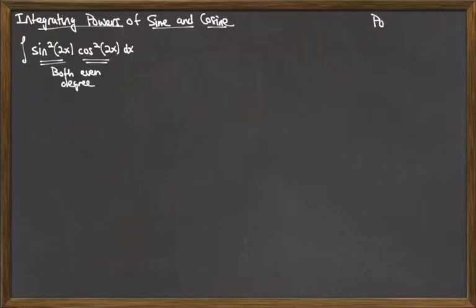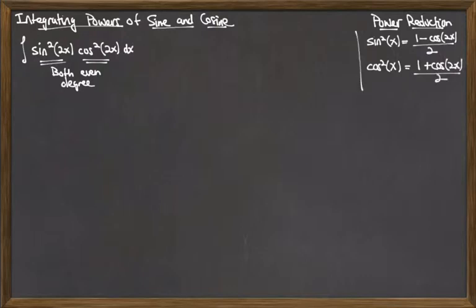When you see exclusively even degrees, you should consider using the power reduction identities. I've written them over here on the right hand side for review. Sine squared gets replaced with 1 minus cosine of the double angle, 2 times x. A similar expression for cosine applies. Notice the only difference is the sign in the middle. Both of them replace it with cosine of 2 times x.